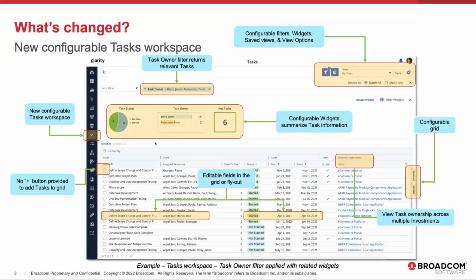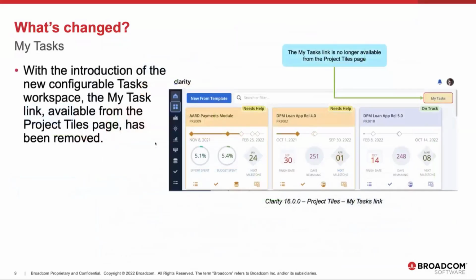In this view, we've actually shown that widgets have been put in place. There are certain editable fields in the grid that are associated with those tasks. So there's editability, but there isn't the ability to add a plus button. Those are derived or added directly from, at this point in time, the project or an investment, a custom investment type. And then as you can see on the right-hand side, just an example here, you've got task ownership across multiple investments and, more importantly, investment types.